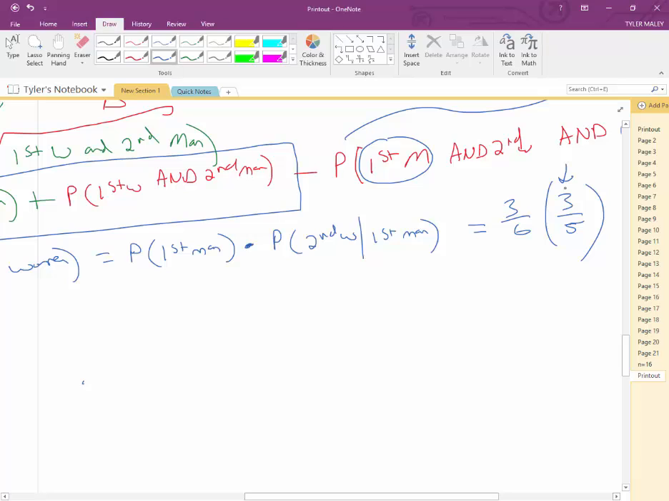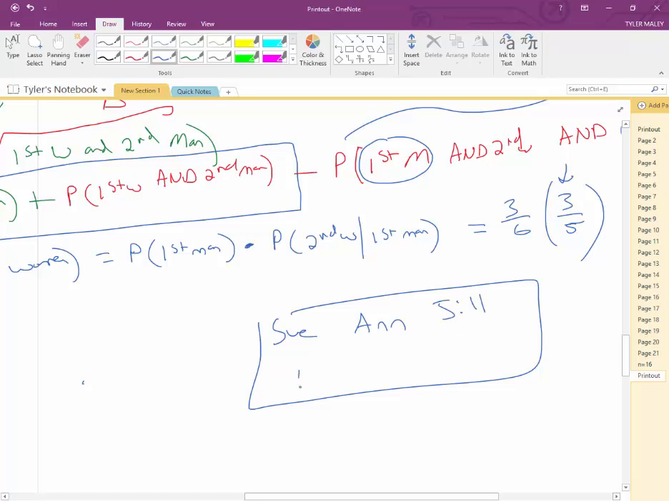So that, or excuse me, the first person we took out was a man, so that didn't take away any women, right? So we still have Sue, Ann, and Jill inside, right? So again, here's Sue, Ann, and Jill, and here's Bob, Jim, and Joe, right? So if we select a man, we're given that the first one's a man, so let's say we select Bob, right? So here's my first man drawn.